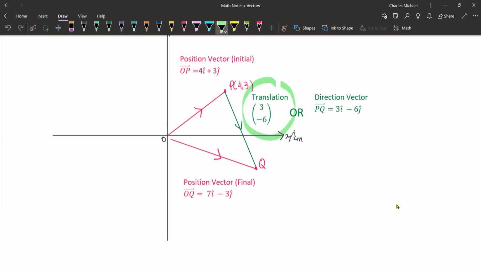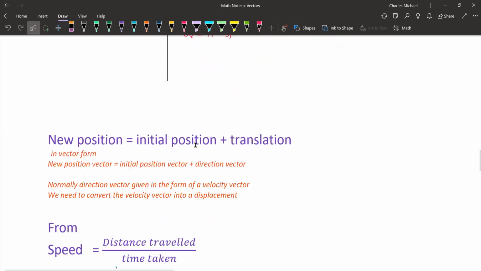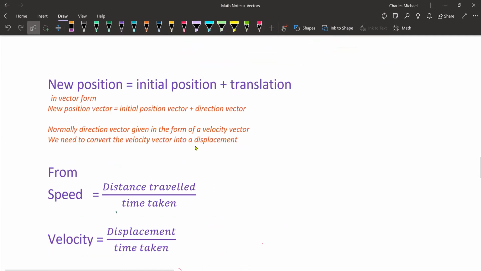And then we have a translation. The translation can also be written as a direction vector, 3i minus 6j. So we have this formula: new position is the same as the initial position plus the translation. So in vector form, the new position vector will be the initial position vector plus the direction vector.